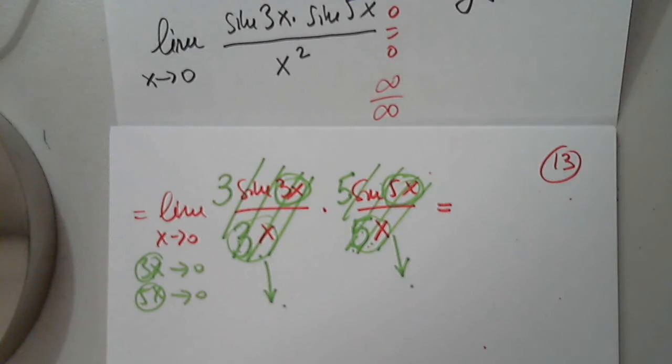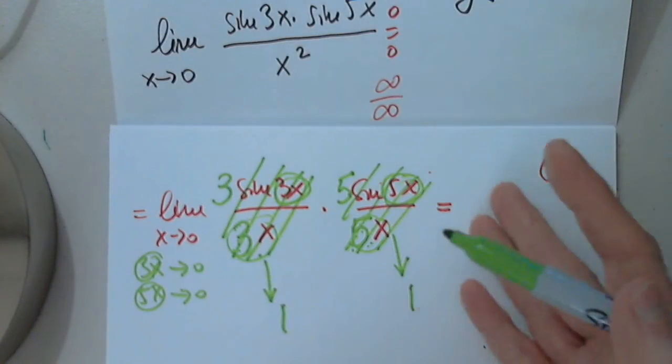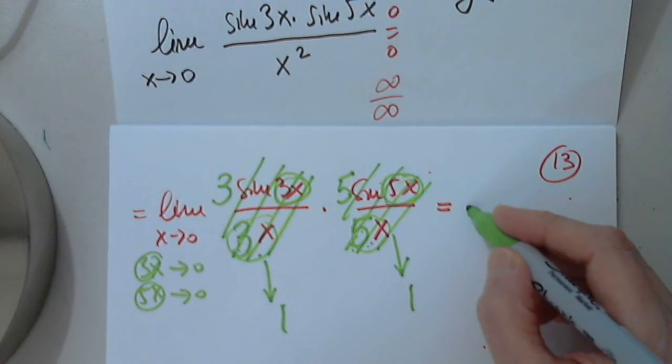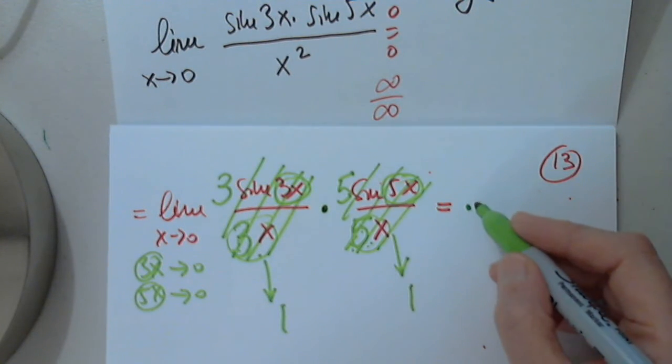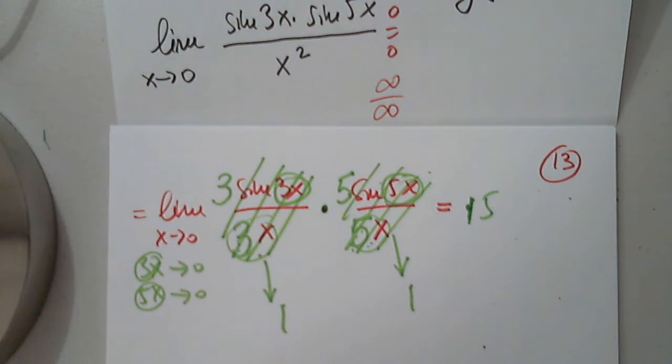One. Yes. So therefore, the limit must be 15. That's it. Awesome, you're counting the 3 and the 5 as the 1. I do that a lot myself.